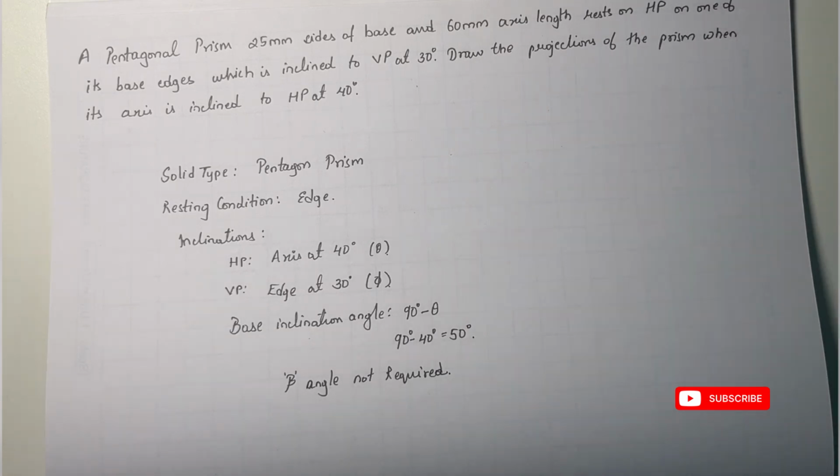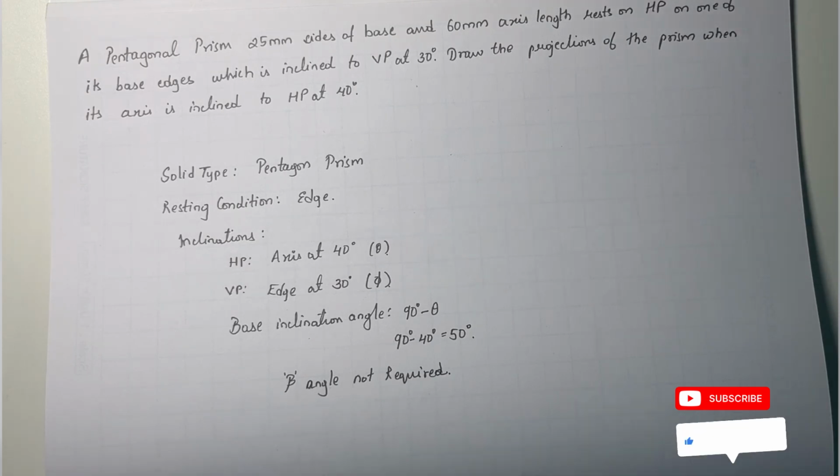So let us read the problem statement once to understand the data given in the problem. The problem statement goes like this: a pentagonal prism, 25 mm sides of base and 60 mm axis length, rests on HP on one of its base edges, which is inclined to VP at 30 degrees. Draw the projections of the prism when its axis is inclined to HP at 40 degrees. So this is the problem statement.